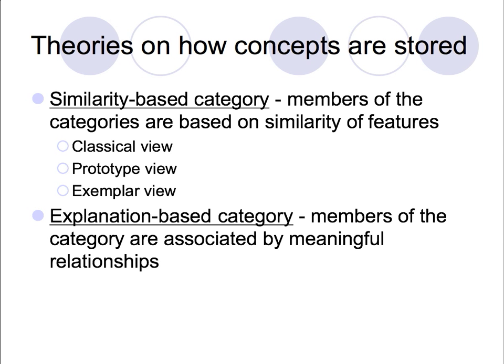And then there's another group that explains how concepts and categories are stored, and that's the explanation-based view. Rather than sharing features, members of a category share a meaningful relationship to each other, like doctor and nurse, or mother and child. There's some type of logical relationship between the two that is independent of the features they may or may not share. Spin-offs on this theory are the schemata view and the knowledge-based view.